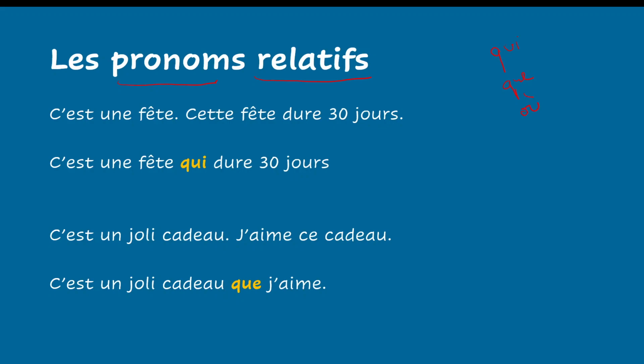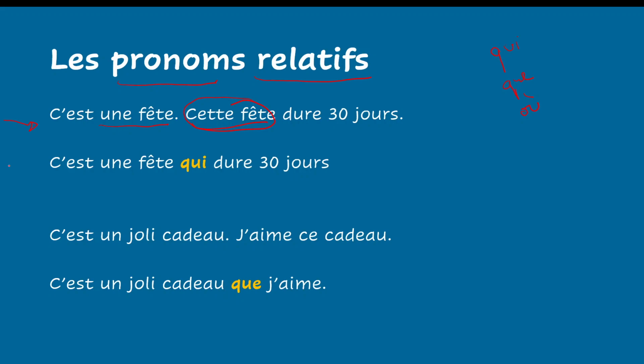So, why do you use a relative pronoun? You use a relative pronoun when you have two sentences like this. C'est une fête. Cette fête dure 30 jours. It's a party. That party lasts 30 days. Two sentences, but when using two sentences, you're repeating that word, cette fête.